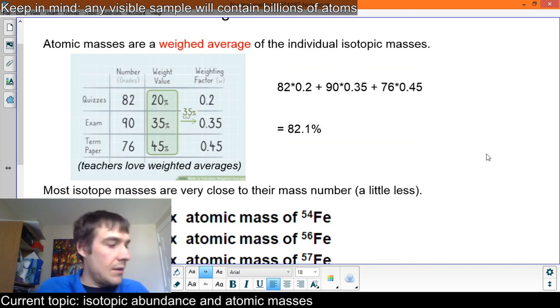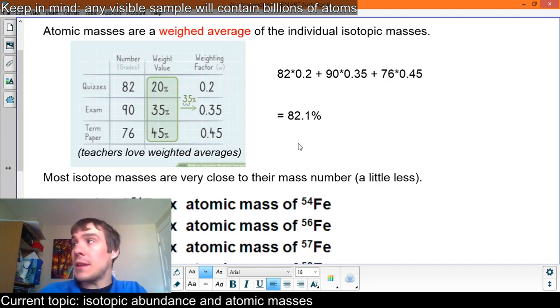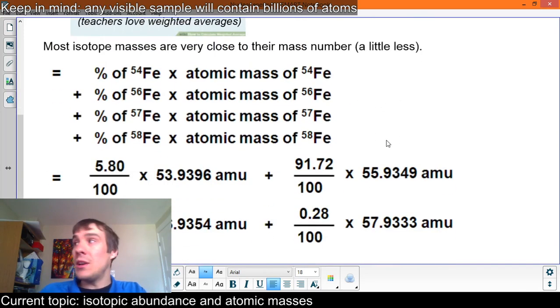So, they did really well at the exam, but really bad at the term paper. Well, not really bad. 76 is a good mark, but relatively bad in the term paper, and so it kind of evens out to an 82. Same thing happens with isotopes. We use a weighted average to calculate it.